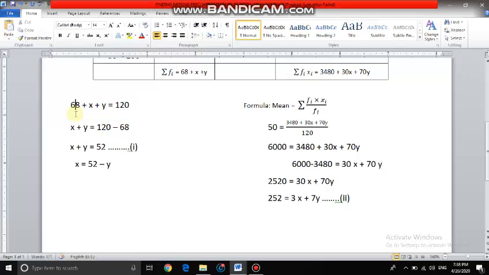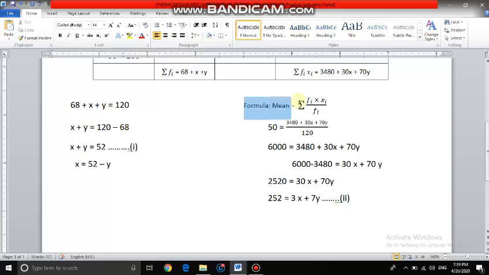Then bring 68 from the left side to the right side, so plus 68 will become minus 68. Then 120 minus 68 is 52. That is, x plus y equals 52. Or you can keep x on the left only and bring y to the right side, so plus y will become minus y. So x equals 52 minus y. You can take this as equation number 1. Anything is okay. So this is the first equation we got.